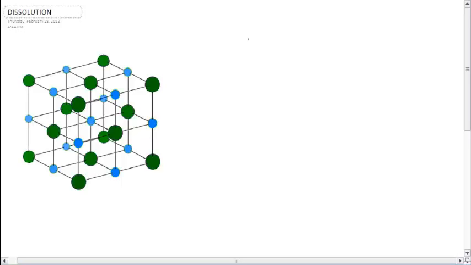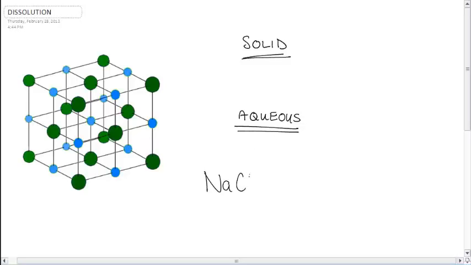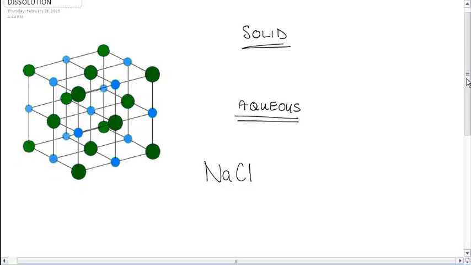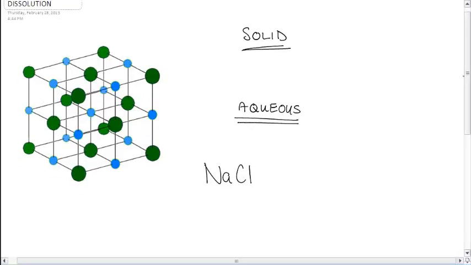One is solid, and the other is aqueous. And I'm going to use the compound NaCl to explain this. So NaCl is a very simple compound. It's actually what table salt is made of. And we know that the ions formed in NaCl are going to be Na positive and Cl negative.